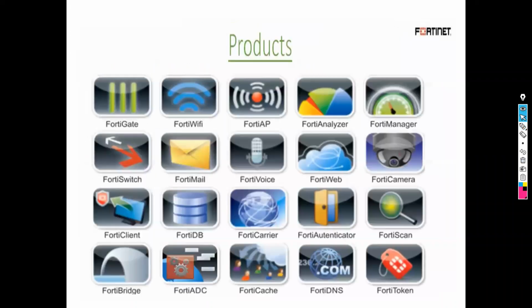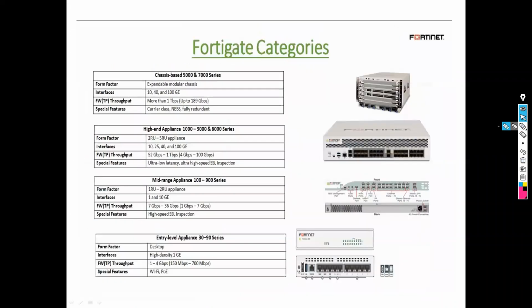Let me show you. For example, in Fortinet, these are the entry-level firewall boxes. Fortinet 30 to 90 series. This series is called entry-level firewall. Mid-range, Fortinet 100 to 900. High-end appliance, 1000, 3000, 6000, and HSPs. So in case I'm working in a big organization, I cannot go with the entry-level firewall box because we have limited resources, limited CPU, RAM, storage.